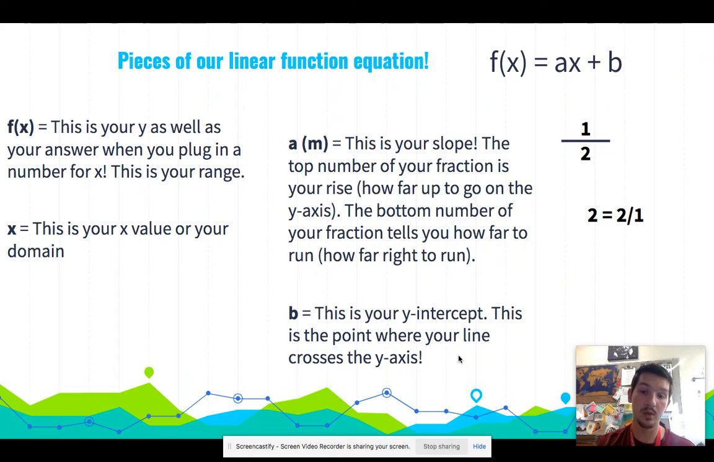This is the point where your line crosses the y-axis. So if it's -2, go down 2. If it's -5, go down 5. If it's +3, go up 3. And put a point. Okay, if you need time to write this down, go ahead and pause the video.